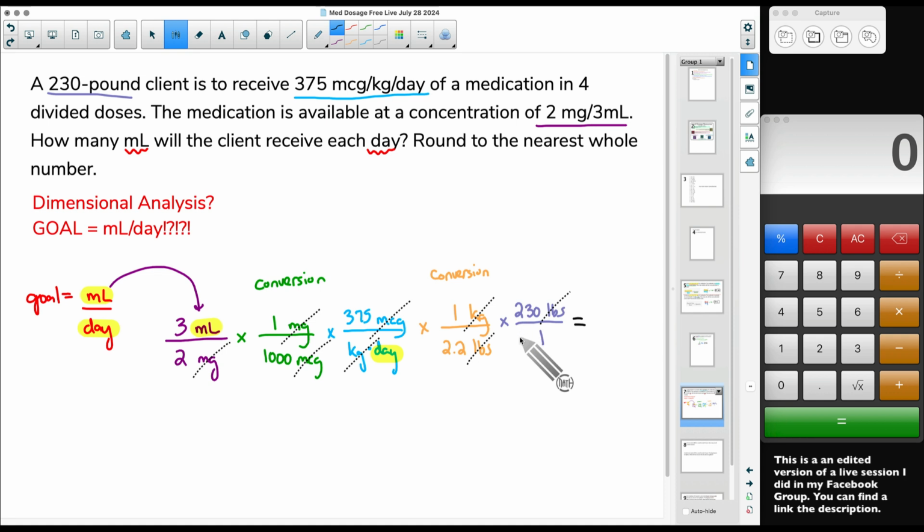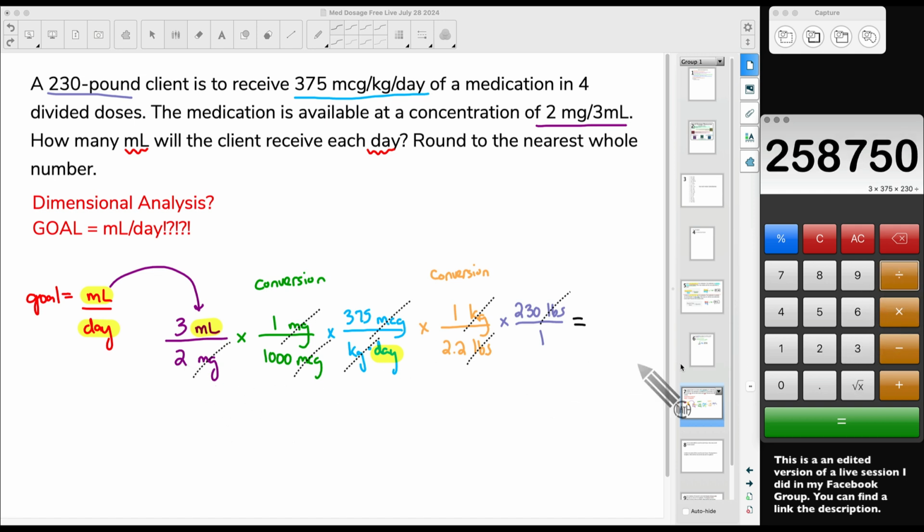And now watch how I'm going to type this in. I'm going to look at my top numbers. I always skip my ones. I see a 3, a 375, and a 230. So 3 times 375 times 230. I am multiplying them. Y'all, I'm not even going to press equals. What you can do is you can immediately divide by 2. We have a 2 at the bottom. I'm going to divide again by 1,000. And then I'm going to divide again by 2.2.